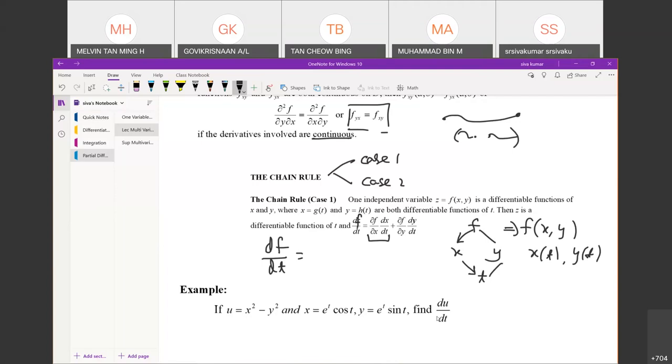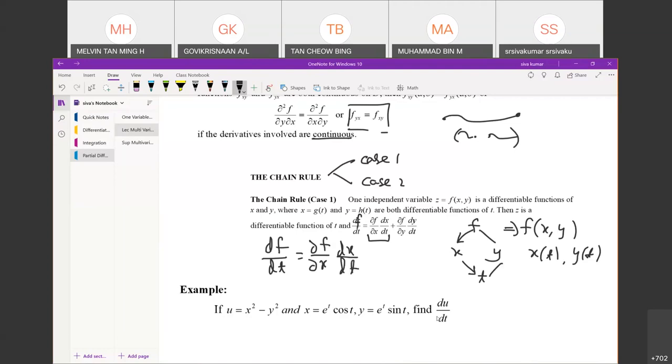Del f, del x. Up to here I can understand. Here suddenly it becomes d. What is the difference between del and d? Del is for more than one variable. Here, t refers to one variable only, therefore it becomes d. That's the difference, nothing else. Don't get confused: del is because it refers to more than one variable, d refers to one variable. Therefore it becomes dx/dt.